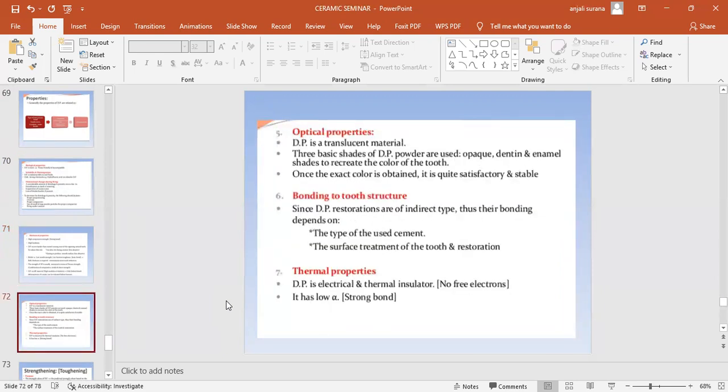Optical properties: it is a translucent material. Basically, it comes in 3 shades: opaque, dentin, and enamel shades to recreate the color of the tooth. Once the exact tooth color is obtained, it is quite satisfactory and stable. Bonding to structure mainly depends on the type of cement used and the surface treatment of the tooth and restoration. Then we have thermal properties. It is an electrical and thermal insulator, and it has low alpha.